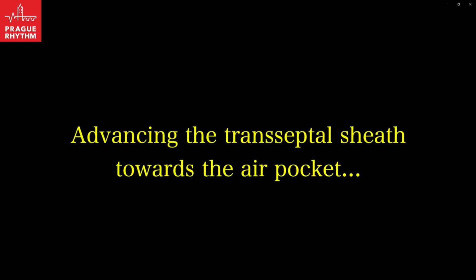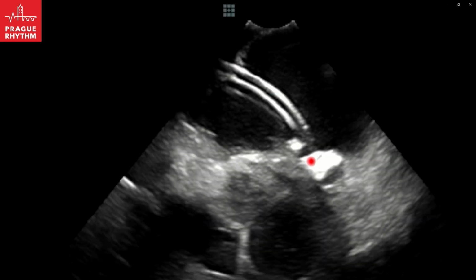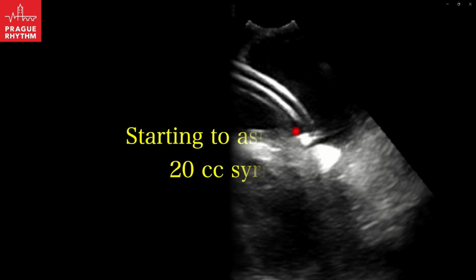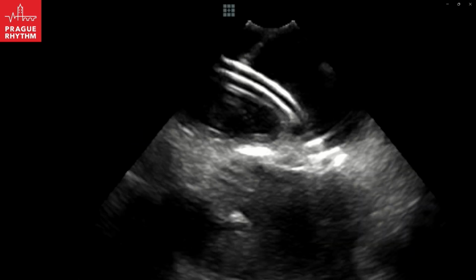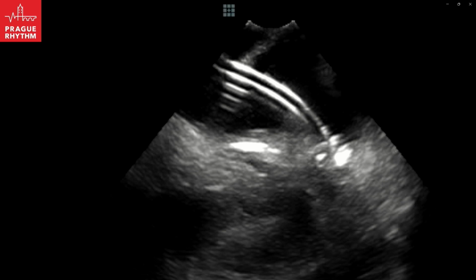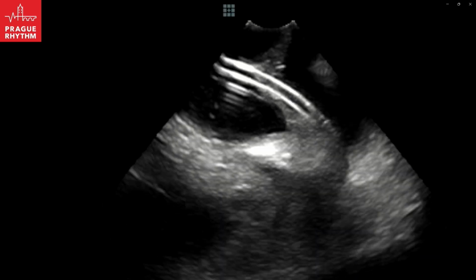So what am I going to do? I'm going to advance that transseptal sheath towards the air. So you see the air right there. You see the transseptal sheath. Grab a 20 cc syringe and aspirate it. Let's take a look at it live as I'm aspirating it. And air is gone. Done. No more air inside the left atrium.